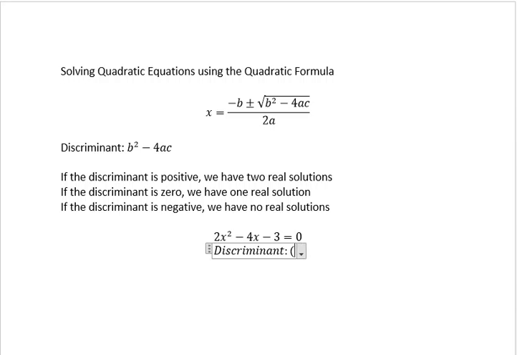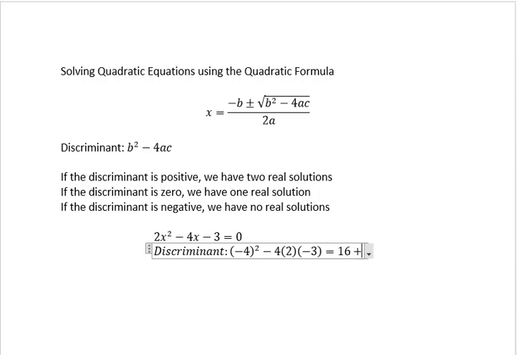Alright, b squared, which is negative 4 squared, minus 4 times 2 times negative 3. Please be very careful of your sign, that way you do not have a bad day. You will get some really weird numbers. Okay, negative 4 squared is 16, and then negative 4 times 2 is negative 8. Times negative 3 gives me positive 24. Add those together, I get 40.